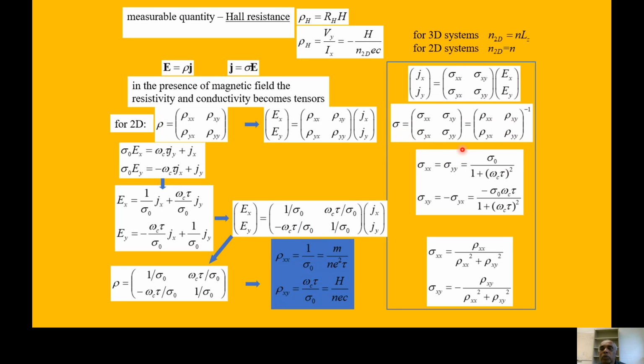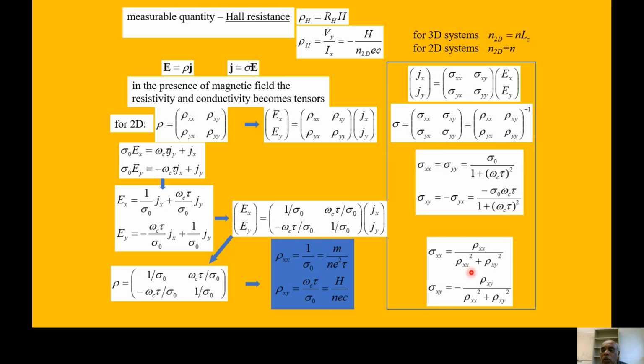So if you do that, your sigma xx comes out like this, because we know rho xx and rho xy here. If you plug in these numbers, you get rho xx and rho xy, because we know how to write sigma xx from here. Now, if you plug in your sigma xx, you can calculate the sigma xy, since we know rho xx and rho xy. You can see this in this equation.